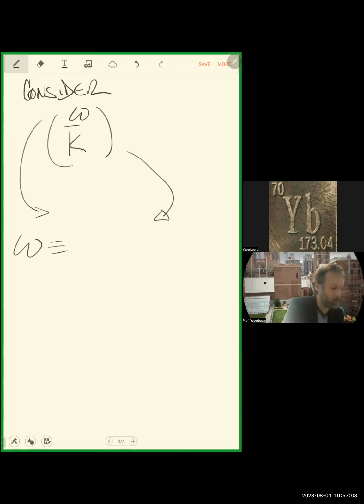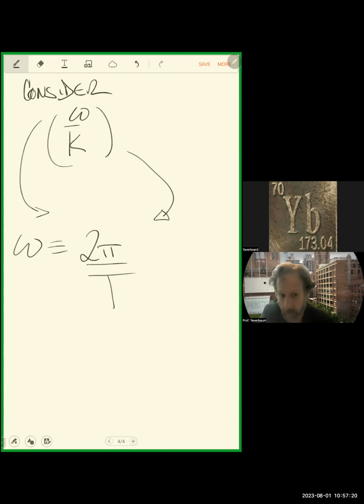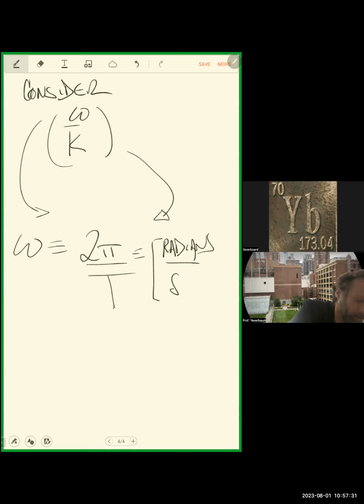Omega, by definition, was angular frequency, right? Number of cycles per time, for each individual oscillator. That's what omega was. So omega by definition equaled 2 pi over the period, right? Radians per second. That's what omega was.